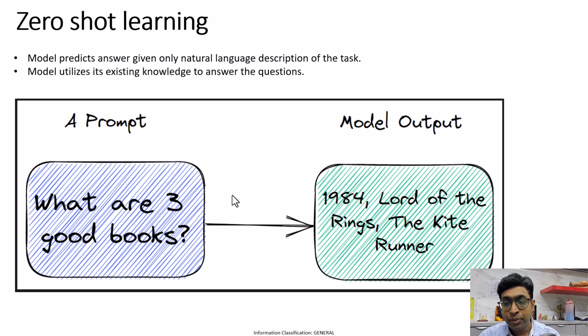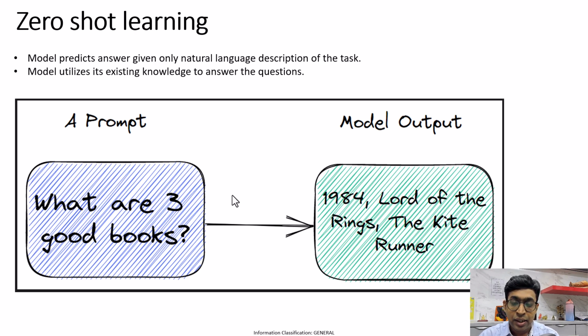So zero shot prompt engineering is when you give a task to a large language model and it responds with its own internal memory. Let's take an example. If you prompt what are three good books, it will give you the answer of these three good books, but this answer comes from its own memory, meaning that it will find out these answers from its pre-training phase.